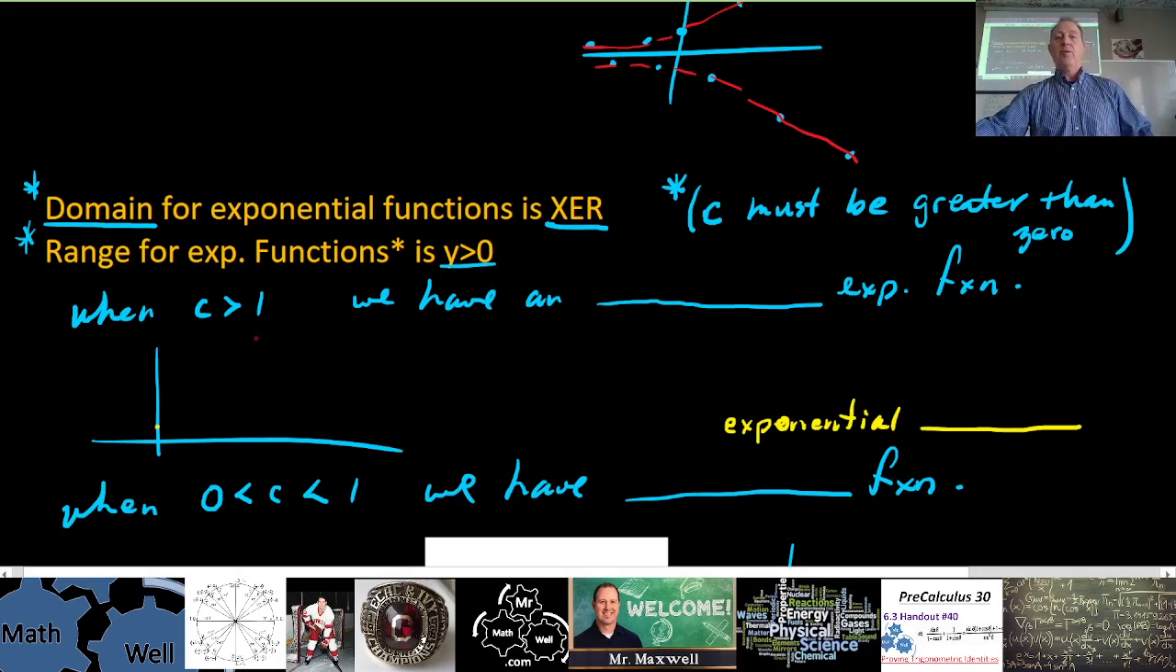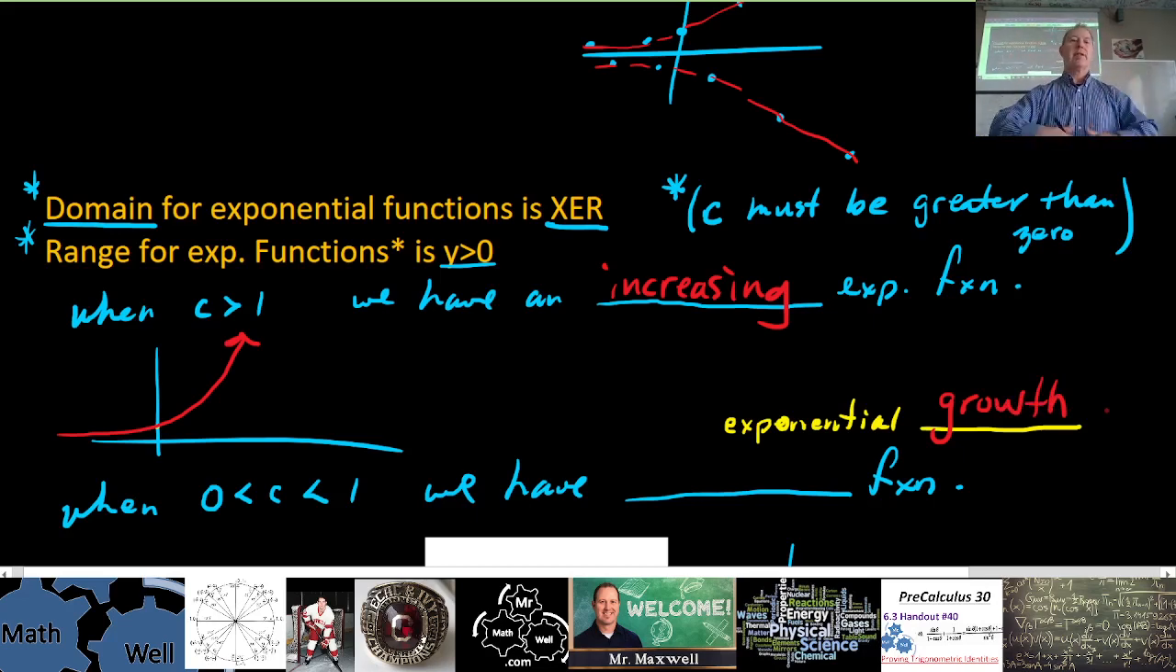So when c is greater than 1, we have an increasing exponential function. Increasing. And of course, as I drew earlier, it looks something like this. This would represent, in a real life situation, something like exponential growth. If you have a population of bacteria that's doubling every hour or whatever, then this is going to be growing exponentially. If you have money that is compounding interest, it's growing exponentially. It's not a straight line, it's not a parabola, it's this special sort of exponential increasing function.